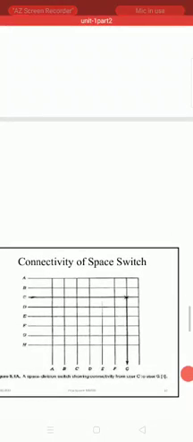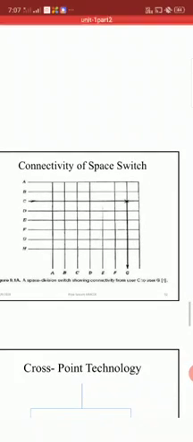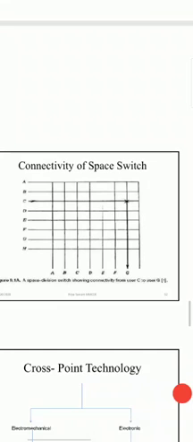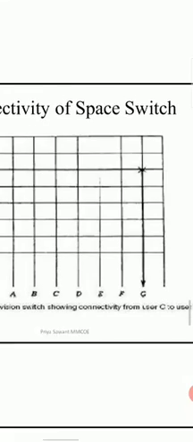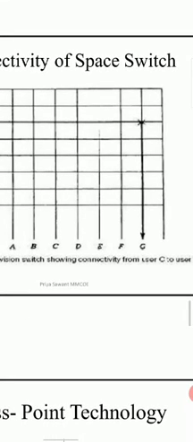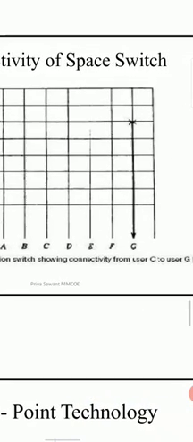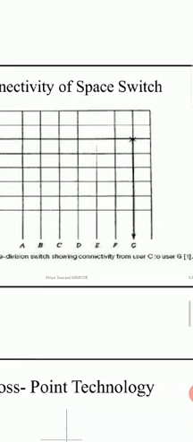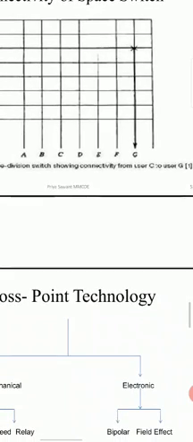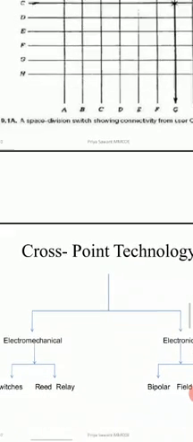Now generally, you can see how space switching is indicated in a figure, where the cross is marked. It shows that a particular inlet, in this case C, is connected to a particular outlet, that is G. As it is marked with a cross, it is showing a connectivity.